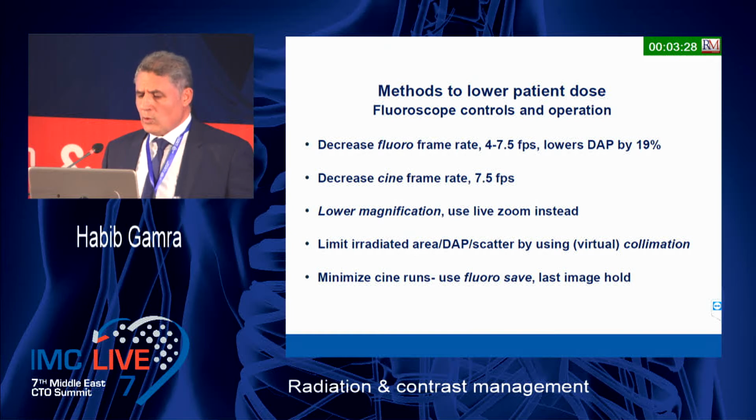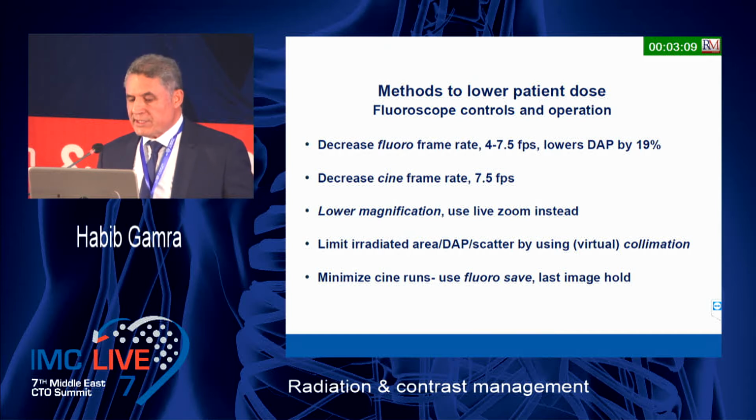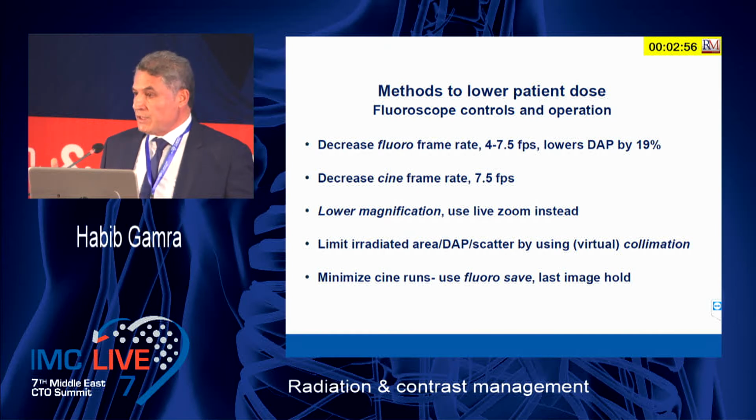Now, other methods: you will have to decrease fluoro frame rate to 4 to 7.5 frames per second instead of 15 or 30. That's what we have in the cath lab. This will lower the dose area product by 19%. You also have to decrease the cine frame rate to the lowest, lower the magnification, use collimation, minimize tolerance, and use fluoro save. There is an option now in new cath labs, so you just save the fluoro, and then you can have an image that is saved, and not use fluoro instead.